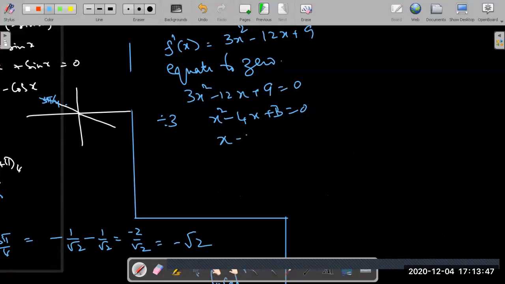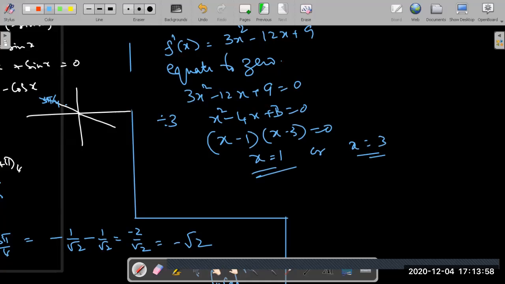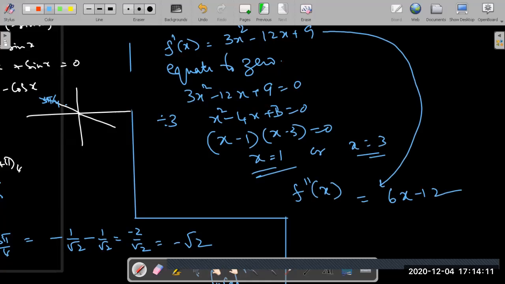Then this is x minus 1 into x minus 3 equal to 0. So x equal to 1 or x equal to 3. So we need to check at these two values. These are the local points. I'll go with f double dash x now. That means I differentiate this, so we'll have 6x minus 12. So I have to substitute f double dash of 1 and f double dash of 3.